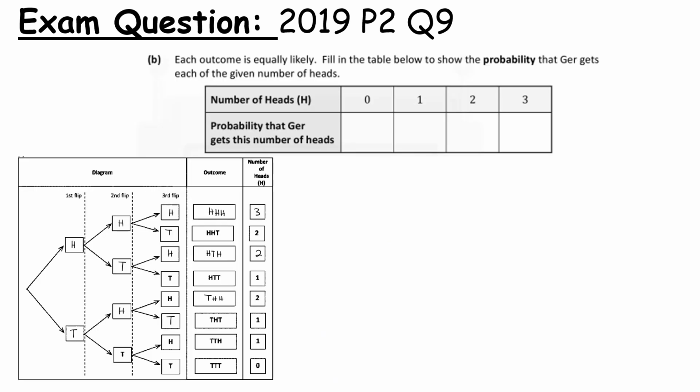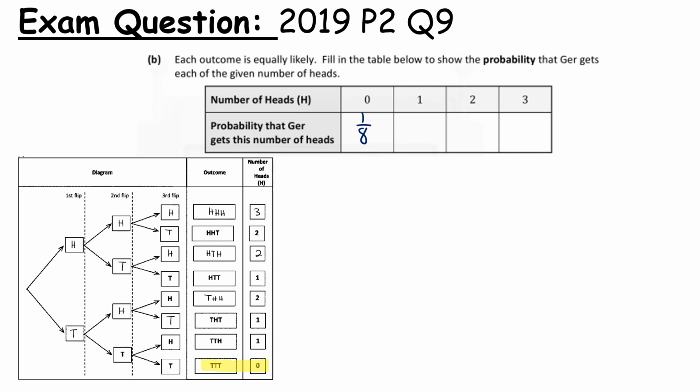So then they ask us if each outcome is equally likely, fill in the table below to show the probability that juror gets each of the given number of heads. So for us here, how many different outcomes had 0 heads? There is actually only one. I'll just use a highlighter so we can see it. This is the only one, and that is out of 8 total. So we have a 1 in 8 chance of getting 0 heads.